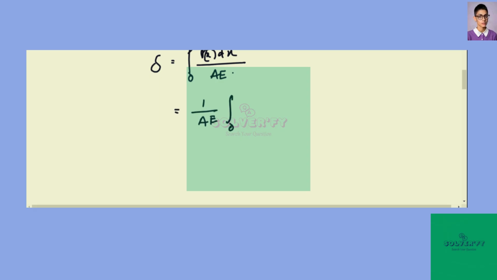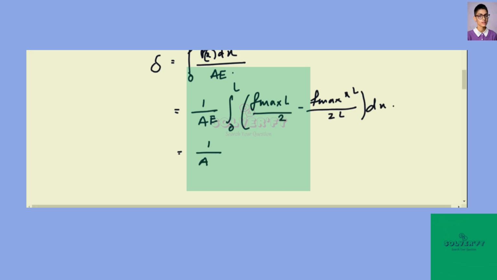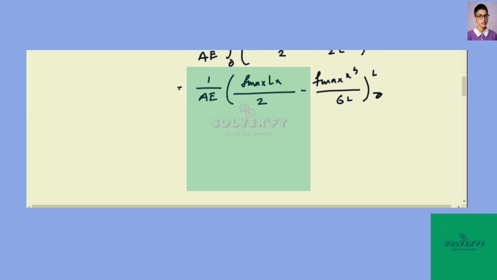1 upon AE, integral limit 0 to L, F max L upon 2 minus F max x square upon twice L, dx. So 1 upon AE times F max L x upon 2 minus F max x cube upon 6L, limit 0 to L. So this will be F max L square upon 3AE.